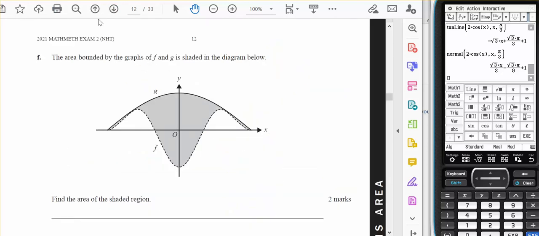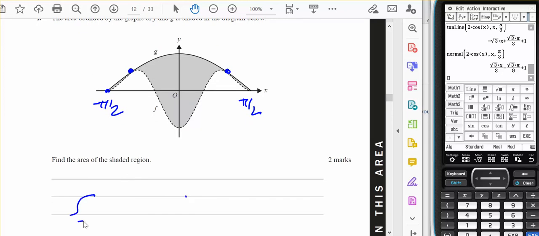And then I'm asked to find the bounded region. I'm thinking it's tangential there and tangential there. That's minus pi on 2, that's pi on 2. It's all one continuous integral from minus pi on 2 to pi on 2 of g of x minus f of x dx, and that should give me one set area.